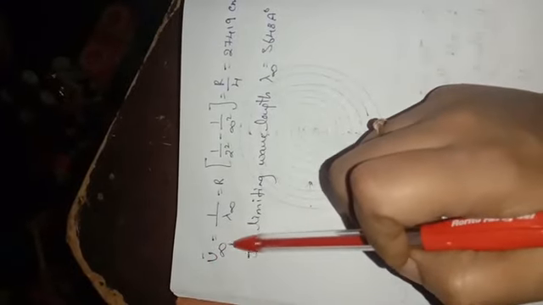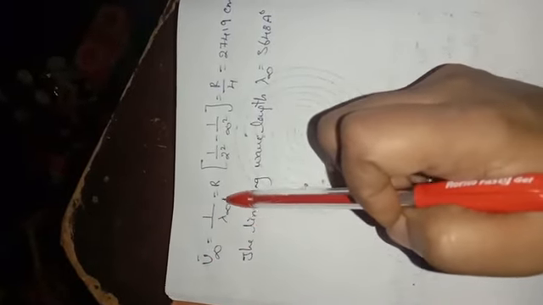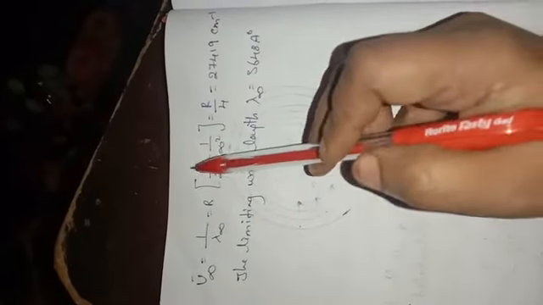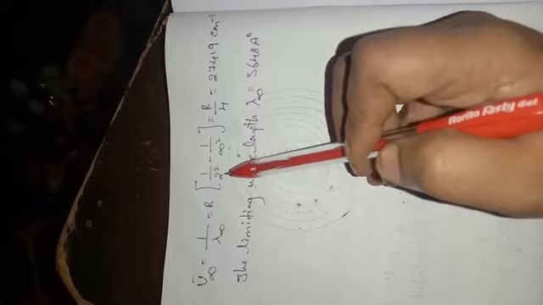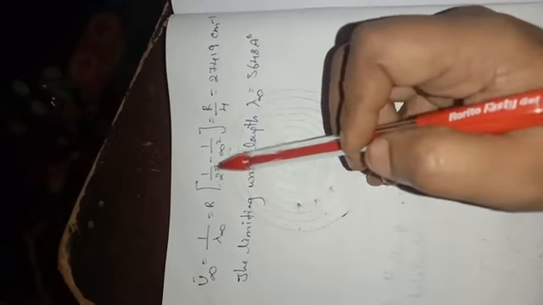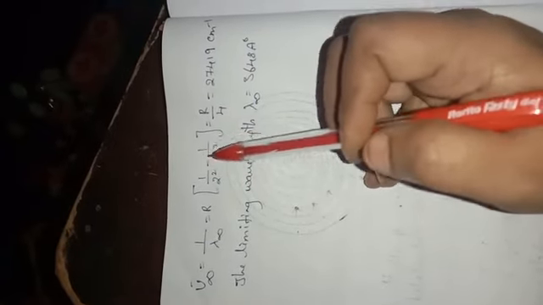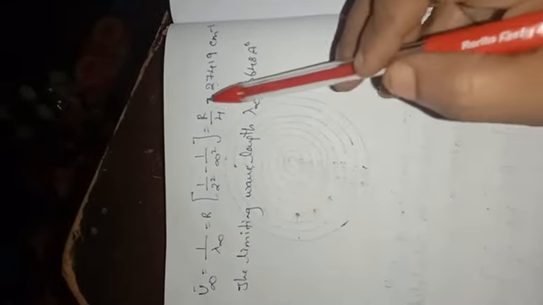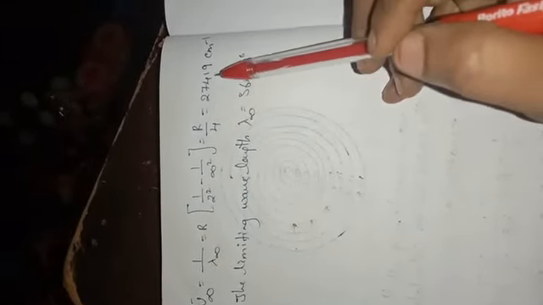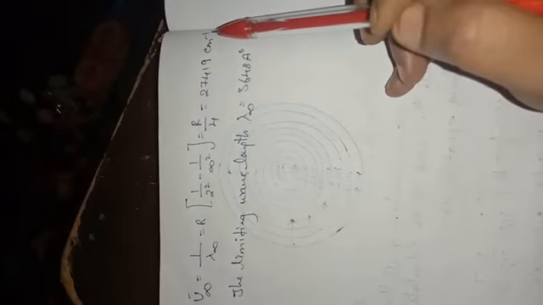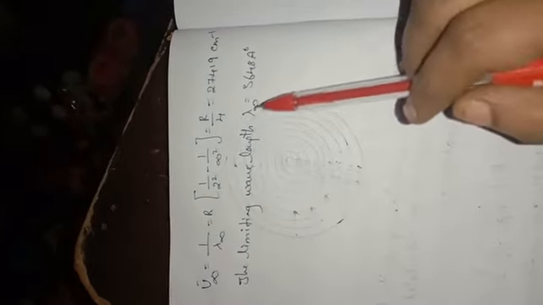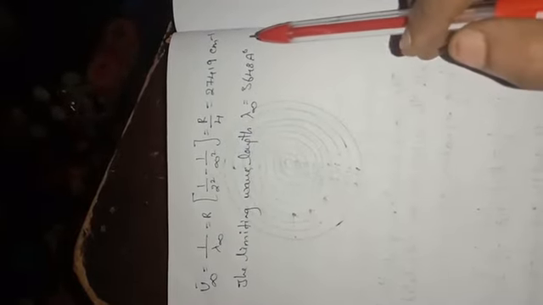Nu bar infinity equal to 1 by lambda infinity equal to R into 1 by 2 square minus 1 by infinity square. Why did I write 2 square? It is the Balmer series, no? So 2 square means 4. R by 4 equal to 27419 centimeter inverse. This is the value we got, and the limiting wavelength value is lambda infinity equal to 3648 angstroms.